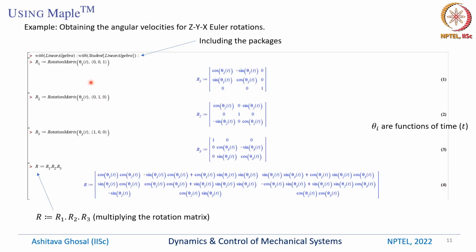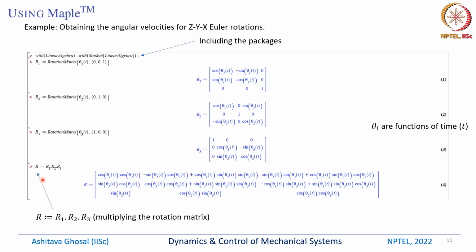You can see that this is nothing but a rotation about the z-axis by an angle theta 1. Then we can do similarly R2, which is the rotation about the y-axis by an angle theta 2. So you will get R2 like this. And remember, we are going to differentiate later on, so we want to ensure that theta 1, theta 2, and likewise theta 3 are functions of time. So R3 is this: RotationMatrix(theta 3, <1, 0, 0>). This is the x-axis.